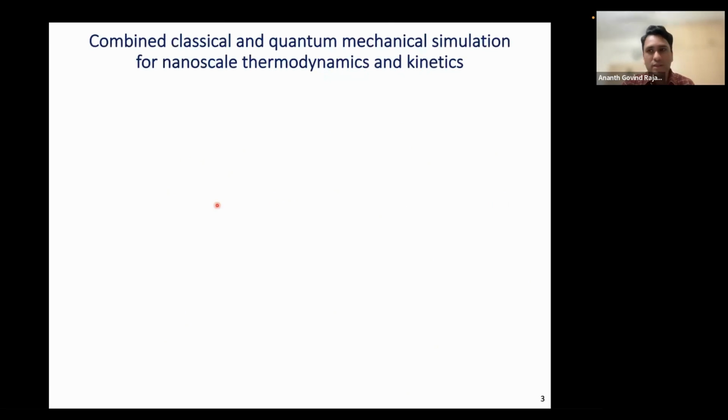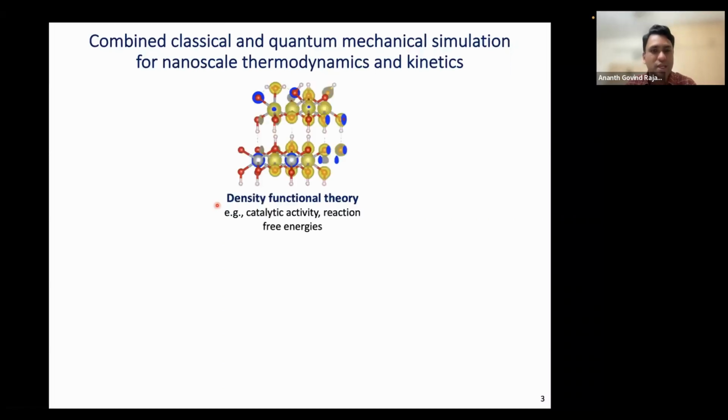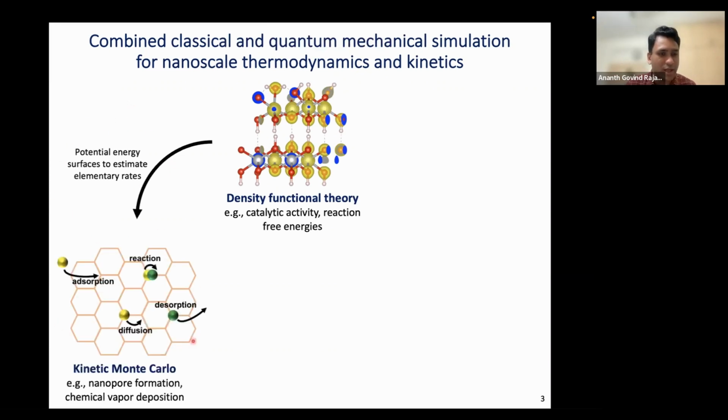In our group, we try to combine classical and quantum mechanical simulations for understanding thermodynamics and kinetics at the nanoscale. Density functional theory is a tool that we often use when trying to understand the catalytic activity or trying to predict reaction barriers or free energies. But sometimes we also use these barriers and free energies to estimate rates that we put together in a Monte Carlo simulation to understand more complex phenomena like chemical vapor deposition of 2D materials or nanopore formation inside 2D materials.